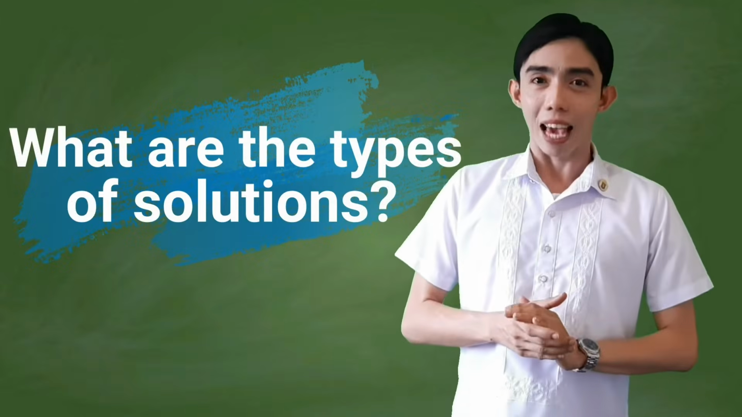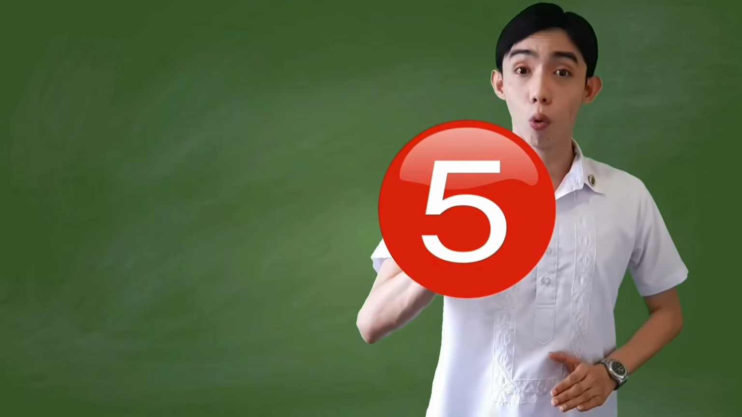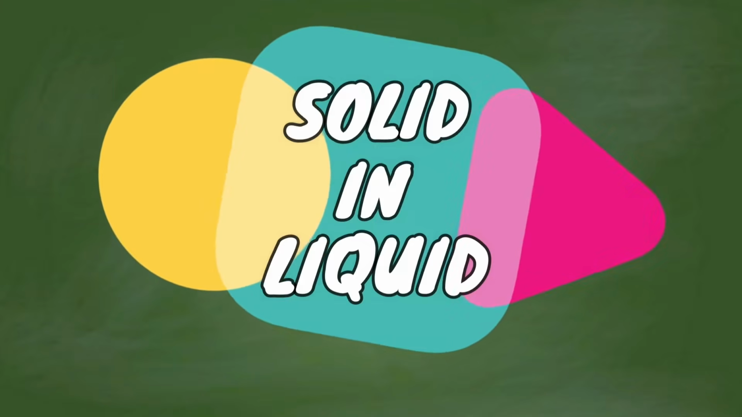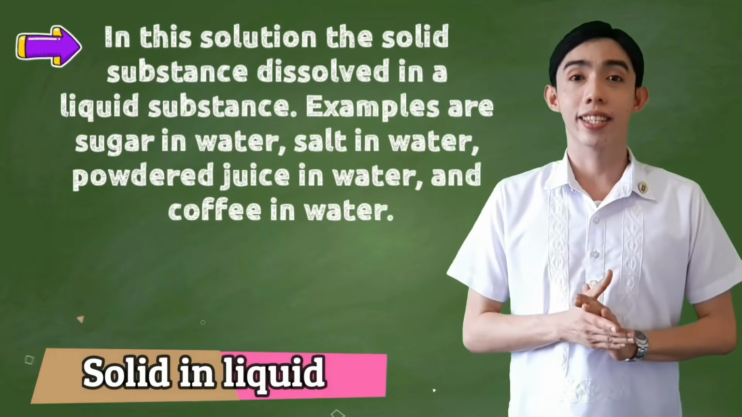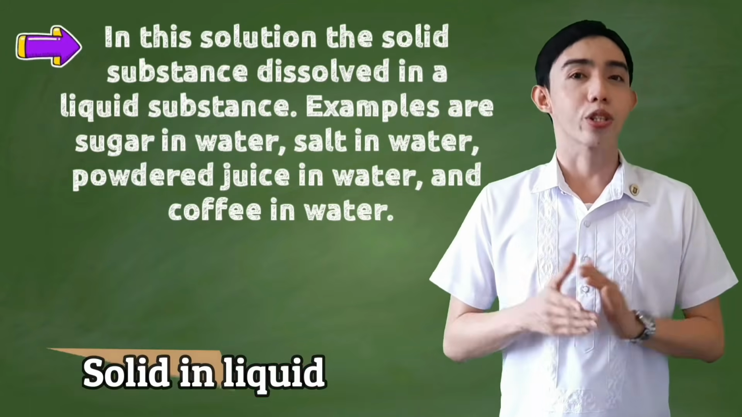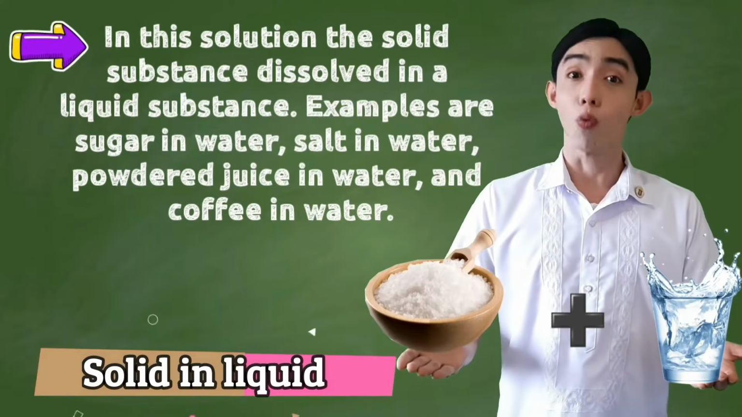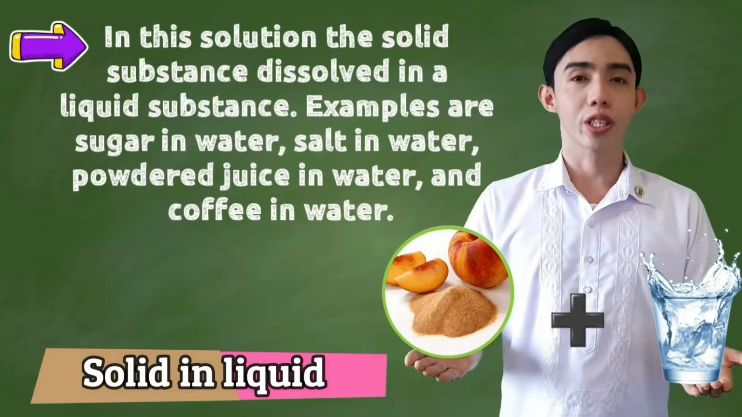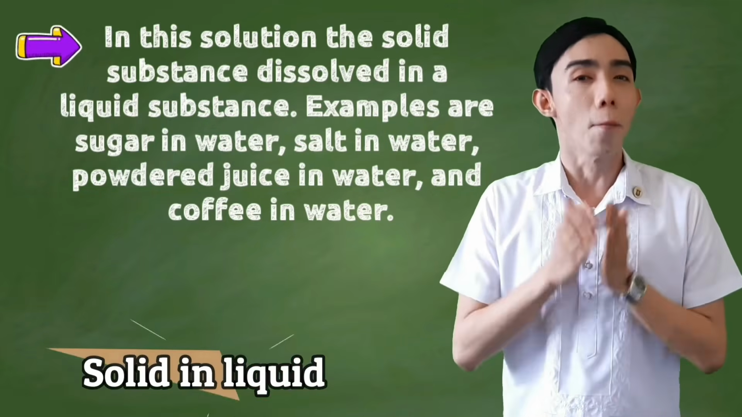What are the types of solutions? There are 5 types of solutions, and all of these are homogeneous. First one, solid in liquid. In this solution, the solid substance is dissolved in a liquid substance. Examples are sugar in water, salt in water, powdered juice in water, coffee and water, and many more.